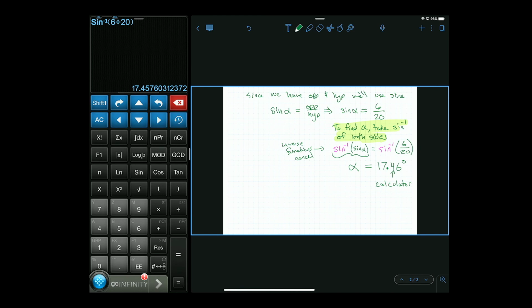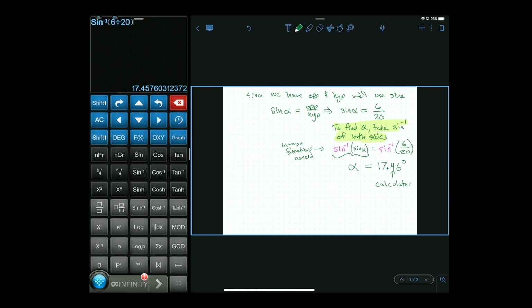Now make sure you understand that the mode does matter, because up here I can see I'm in degree mode. I don't know if you guys can read that, there's a little tiny DEG on the top there. I don't know if I can adjust it. Oh, there it is. Yeah, I'm in degree mode.